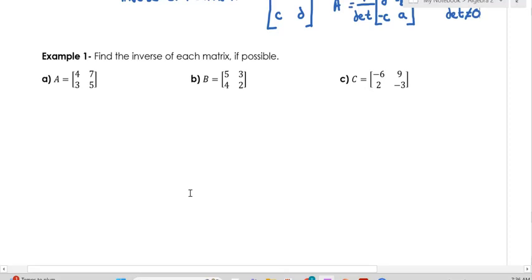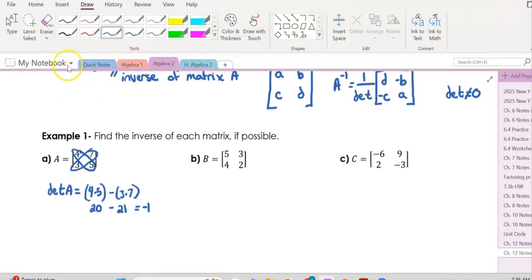Okay, so this says find the inverse of each matrix if possible. So the first thing I do is I find the determinant. Remember that when you're finding the determinant, you take these two numbers and multiply them, so 4 times 5. And then we take these two numbers and multiply them, so 3 times 7. And then you subtract that. So 4 times 5 is 20. 3 times 7 is 21. 20 minus 21 is -1. So that's what the determinant equals.